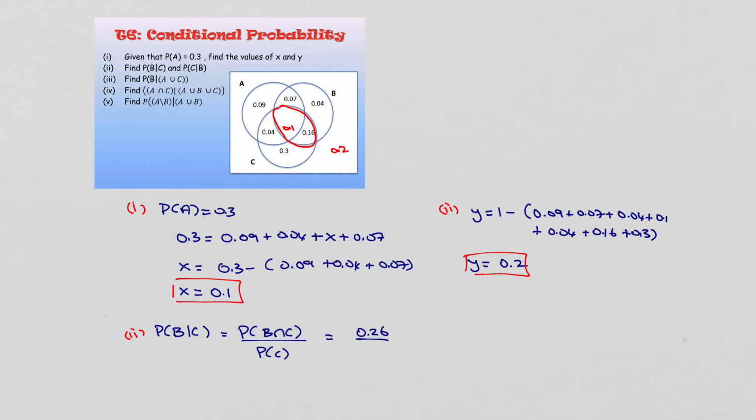And over the probability of C, well, probability of C is everything there. So that's going to be 0.1 plus 0.16 plus 0.3 plus 0.04. And therefore that gives me 0.6. And therefore the probability of B given C is 0.26 divided by 0.6, which gives us 0.433.